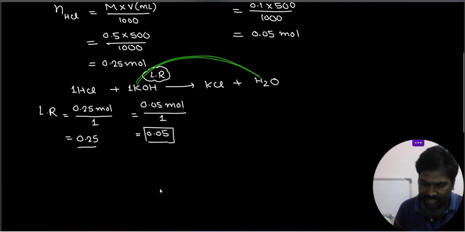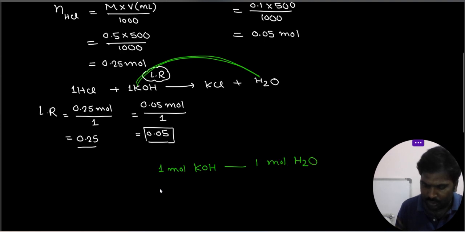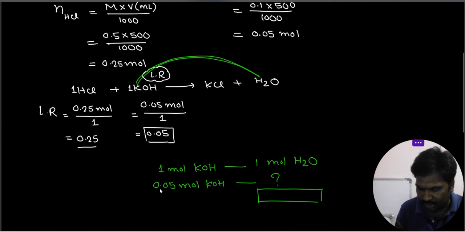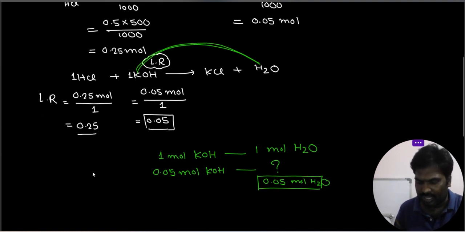Now from the balanced equation, 1 mole KOH releases 1 mole water. Now 0.05 mole KOH releases how much water? Yes, the same amount of water. How much? 0.05 mole water only is released. Understood or not? Now, how can we calculate?